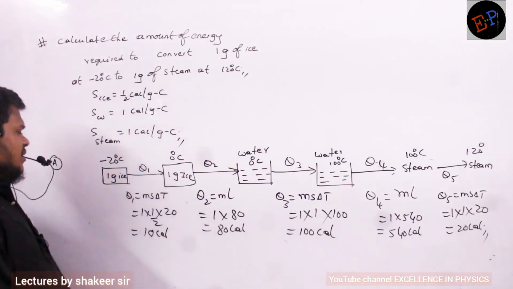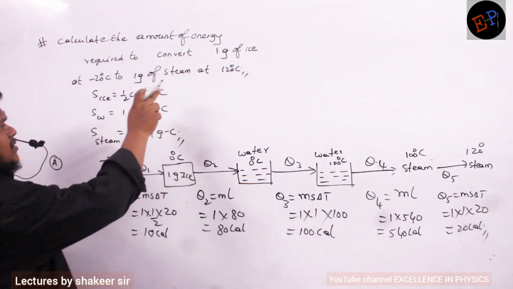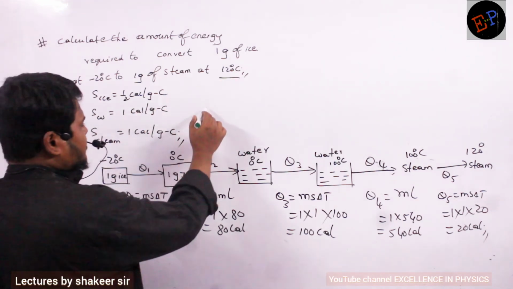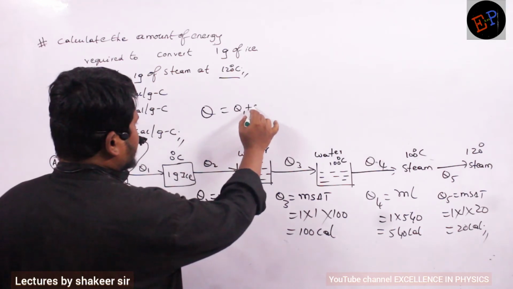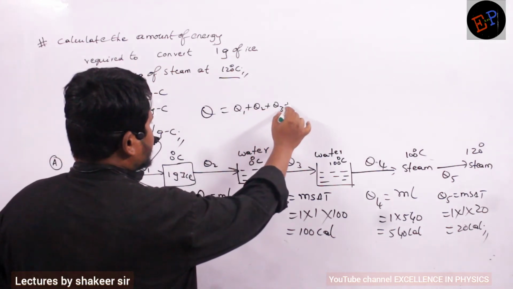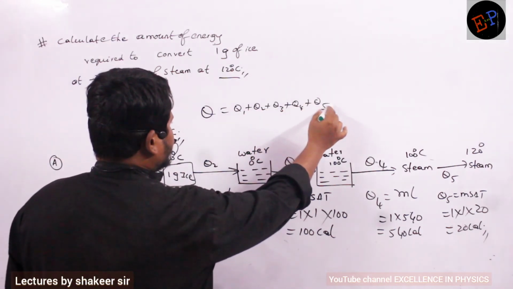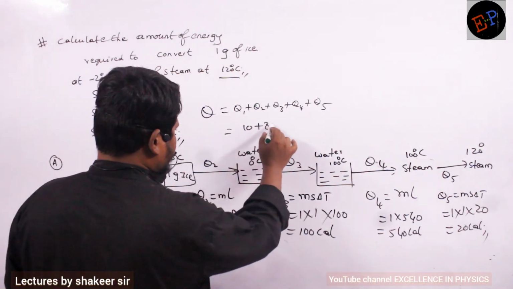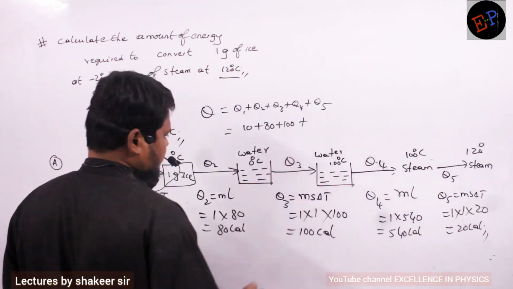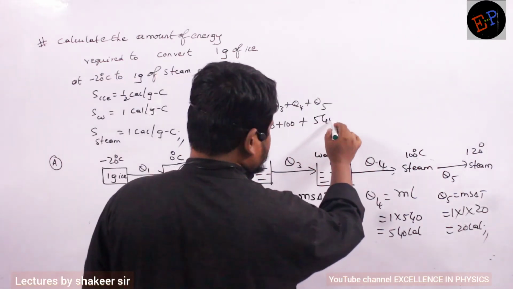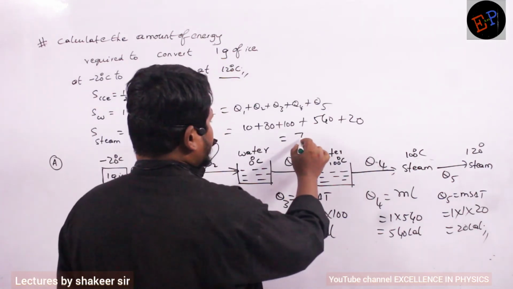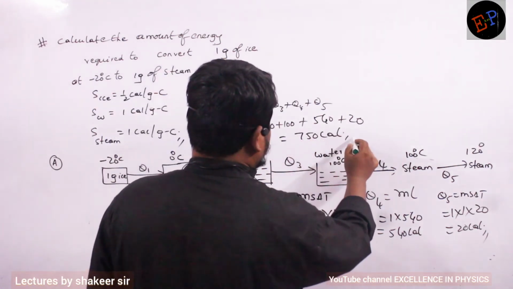Then finally, ice at minus 20 degrees Celsius converts into steam at 120 degrees Celsius. So what is the total amount of heat energy? It is Q1 plus Q2 plus Q3 plus Q4 plus Q5. Q1 value 10, so 10 plus 80 plus 100 plus 540 plus 20. Did you calculate? 750 calories of heat energy.